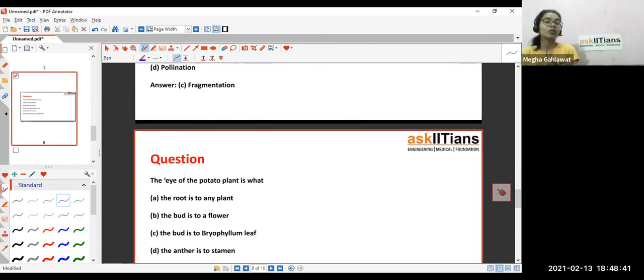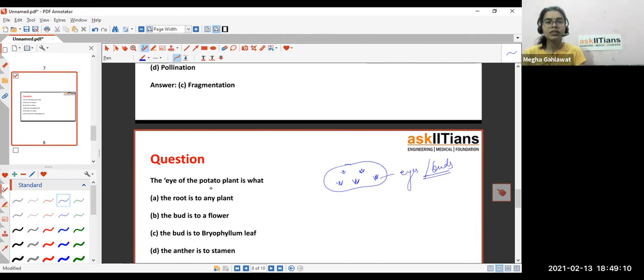And the next thing that we have is, eye of the potato plant is what? This is the potato, okay? And it has different growths, right? It has different growths which have green kind of stems or leaves coming out. These are called the eyes, or these could also be called the buds. Why? Because if we plant the potato in the pot, through the eyes or the buds, the proper stems will grow.